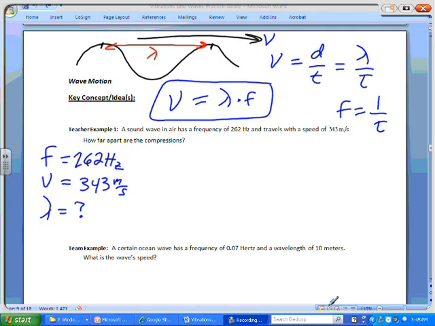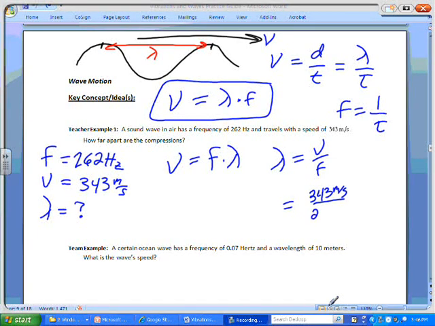Well, we've got an equation for that. We've got speed of a wave is equal to frequency times wavelength. Therefore, the wavelength is going to be equal to the speed divided by frequency. And you have both of those things. So the speed, 343 meters per second, divided by the frequency of 262 hertz, which is just 1 over seconds, is going to give you a wavelength of 1.31 meters. Well, that's lovely. Let's try another one.